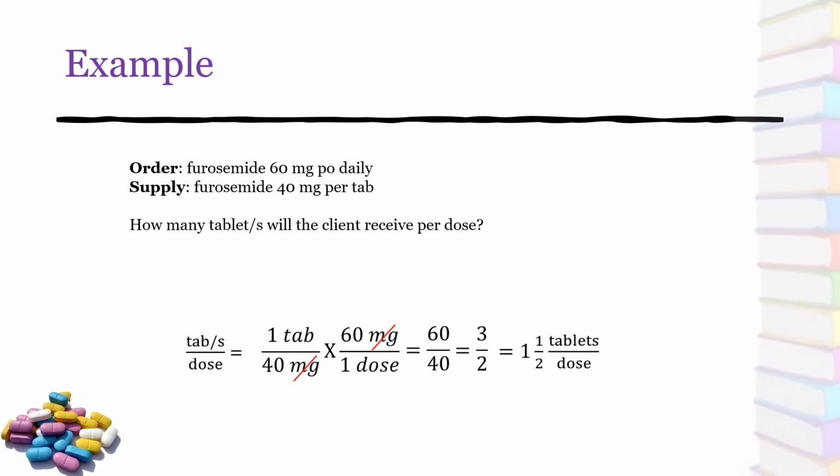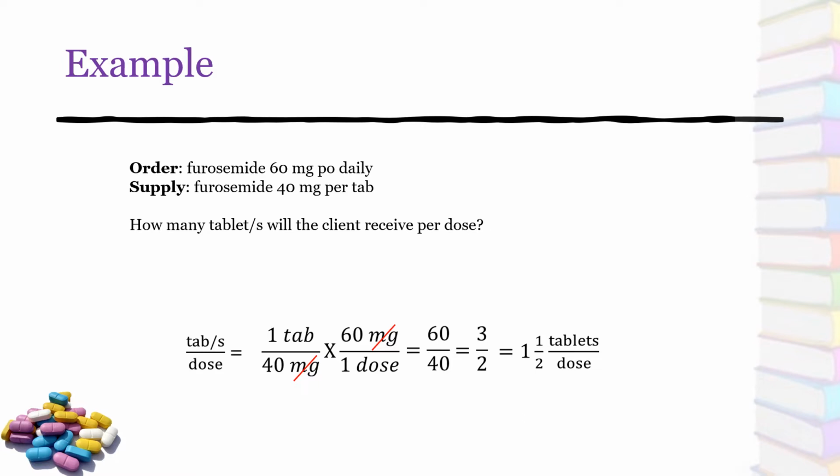For example, the question above gives us the order prescribed by the physician and the supply in each tablet. The order by the physician is to give 60 milligrams of furosemide by mouth daily, and it is supplied in 40 milligrams per tab. The question asks, how many tablets will the client receive per dose?